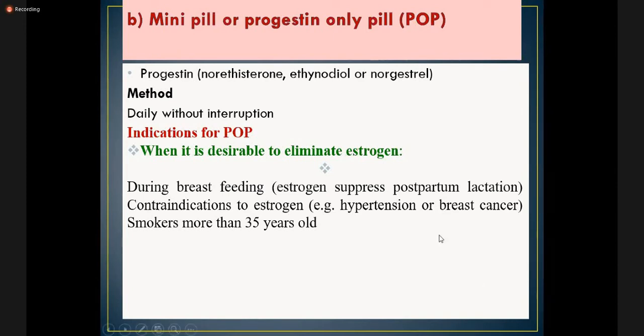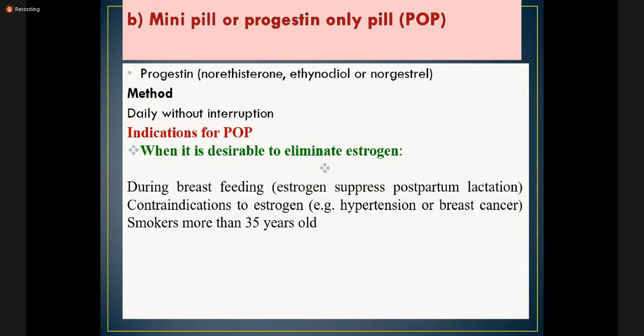There is a question: what is the criteria for recommending monophasic, biphasic, or triphasic? At this level, you just need to know the different types. This depends on the clinician or gynecologist. These are the conditions in which it is better to give the triphasic combination.